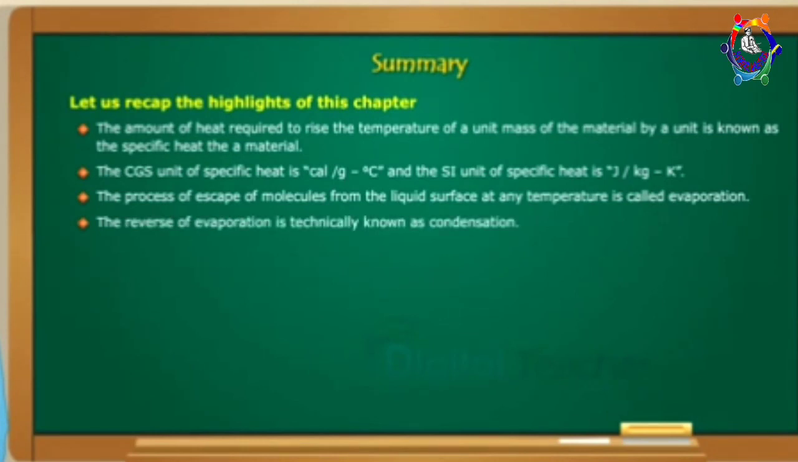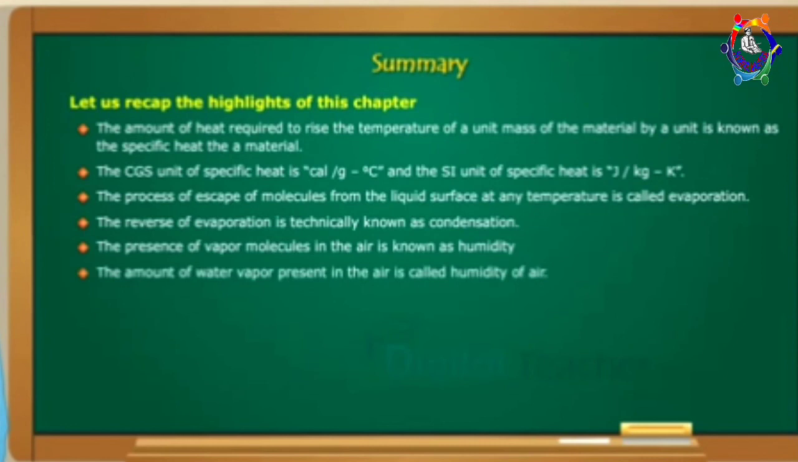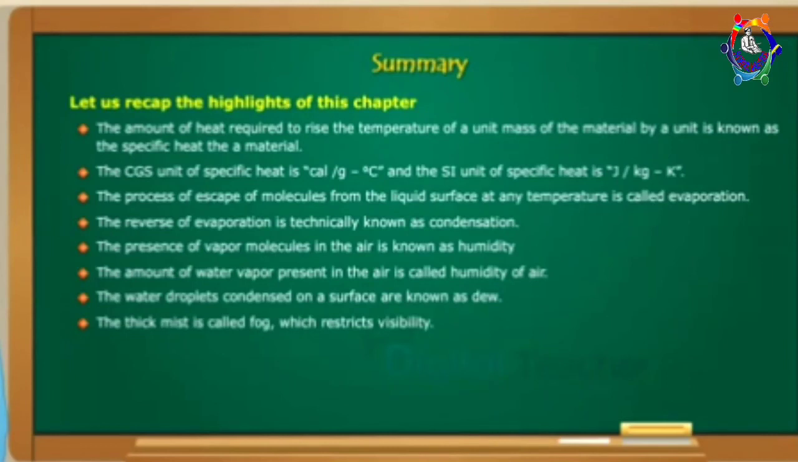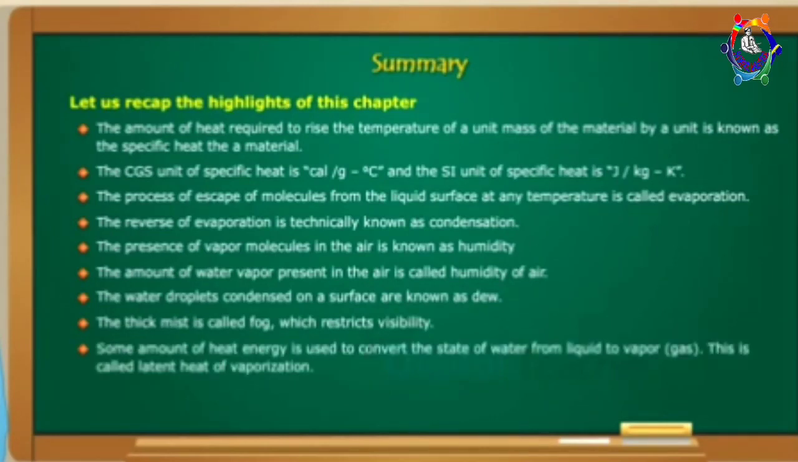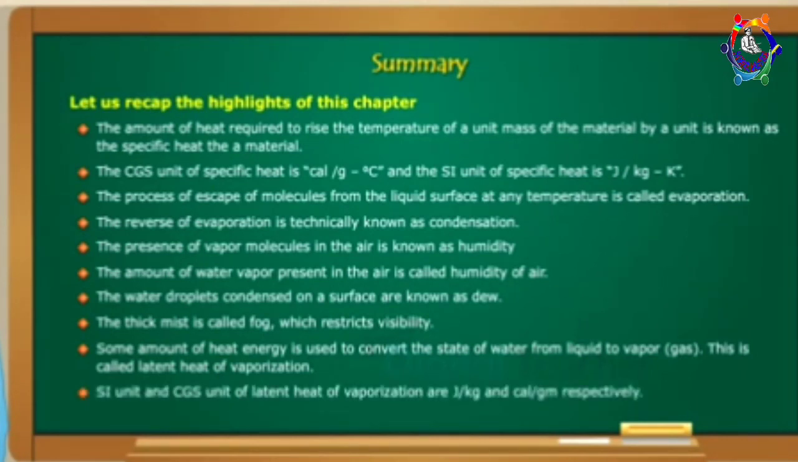The reverse of evaporation is technically known as condensation. The presence of vapor molecules in the air is known as humidity. The amount of water vapor present in the air is called humidity of air. The water droplets condensed on a surface are known as dew. The thick mist is called fog, which restricts visibility. Some amount of heat energy is used to convert the state of water from liquid to vapor or gas. This is called latent heat of vaporization. SI unit and CGS unit of latent heat of vaporization are joule per kilogram and calorie per gram respectively.